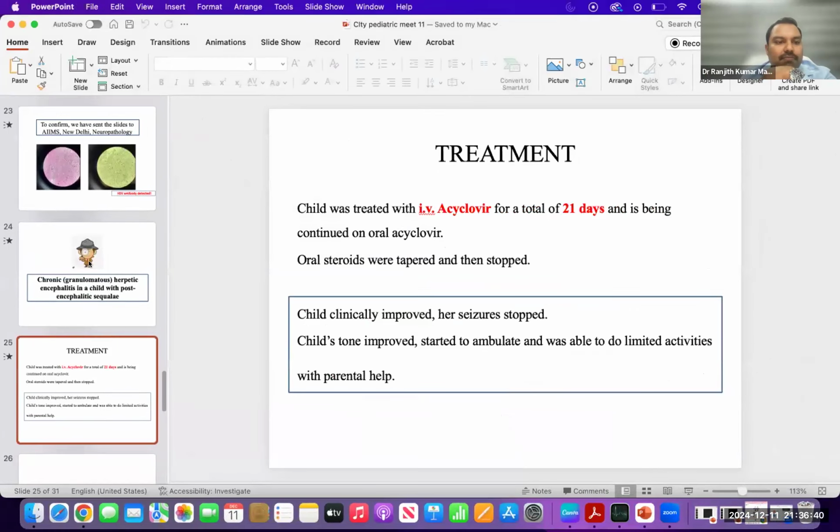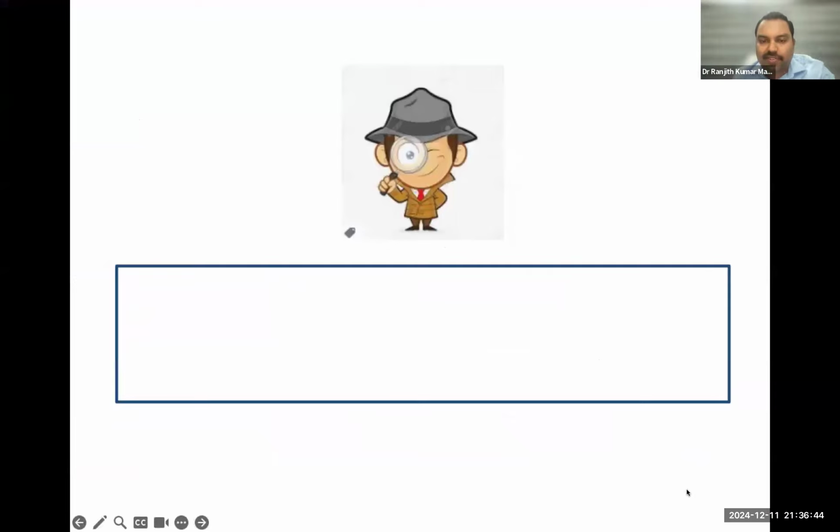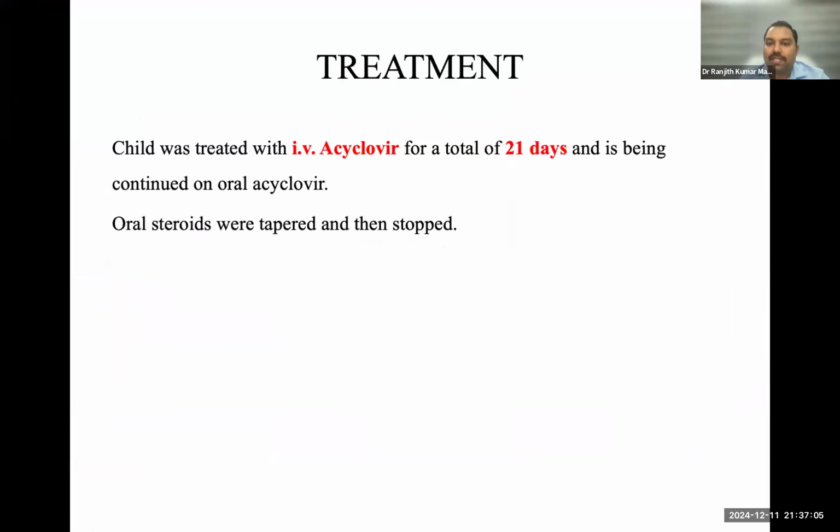So basically this child presented with a past history of encephalitis in the infantile age, and then she had post-encephalitic sequelae, which resulted in intellectual disability. Then she presented again at 11 years of age with new neurological symptoms. At that time point, a persisting lesion was there in the brain, which was refractory to a course of steroid. So in view of persistence, we went ahead with the lesional biopsy.